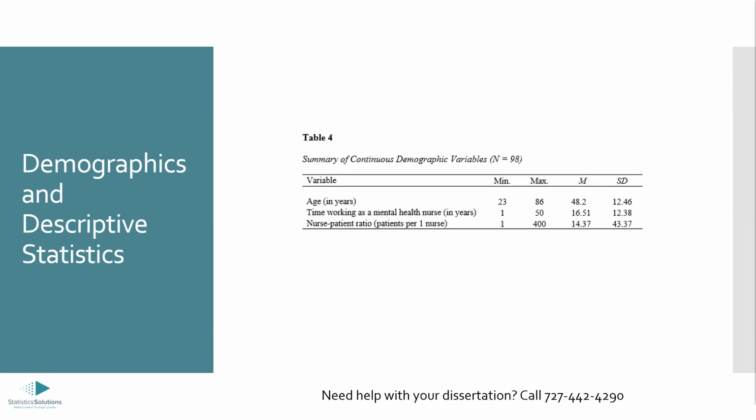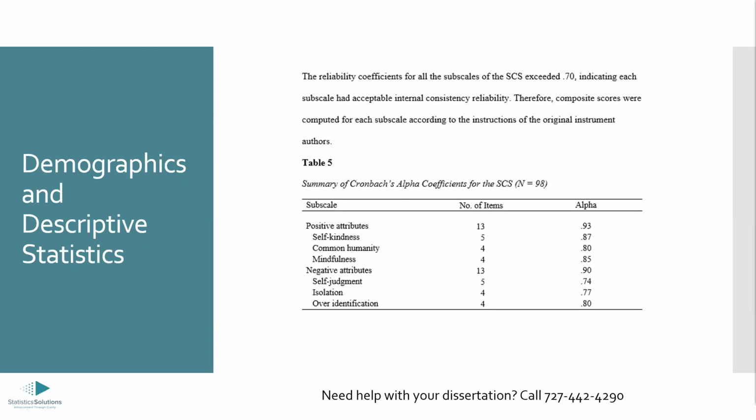And here's another example of a table for how you might present descriptive statistics for continuous variables. We have information about the minimum and maximum values, as well as the mean and the standard deviation. And here's how you might present results for reliability statistics or Cronbach's alpha. You can present the number of items in the scale and the Cronbach's alpha coefficient associated with that scale.